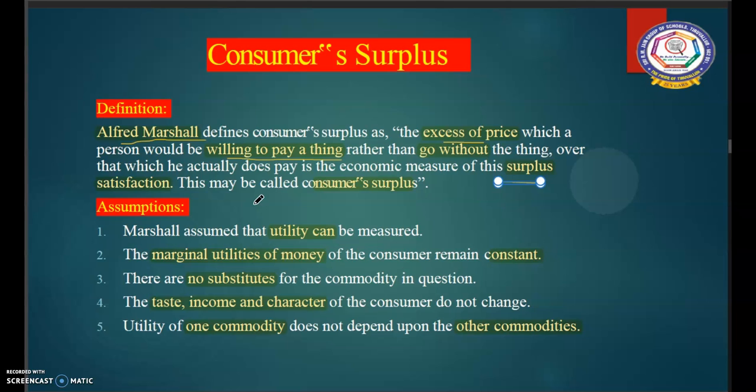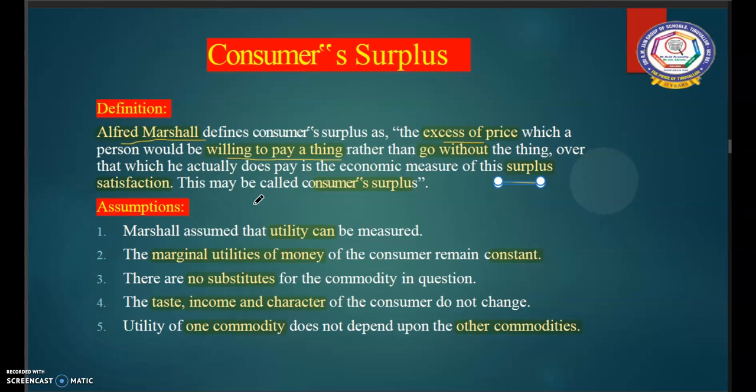But to your surprise, on that day the price has come down and the same dress is available for 1500 rupees. You become very happy, isn't it? There is no change in quality, no change in design, everything is the same. So you feel very happy. The extra satisfaction you get when you purchase at the low price is called consumer surplus.